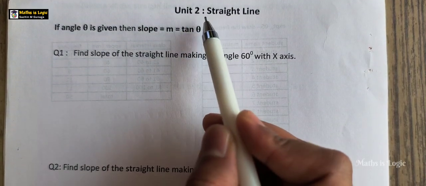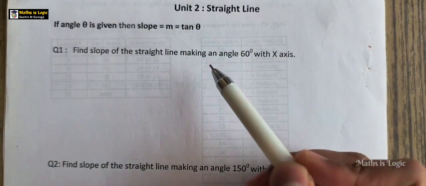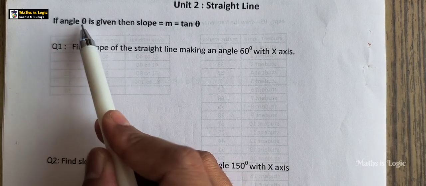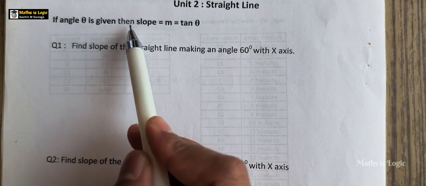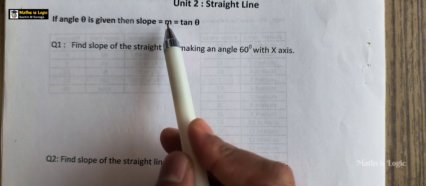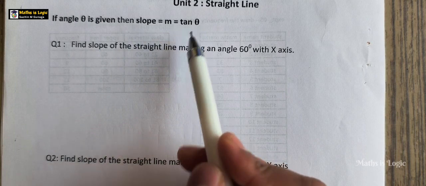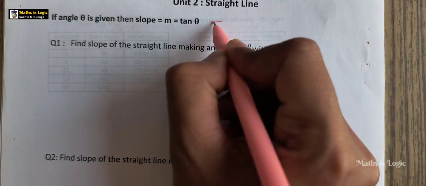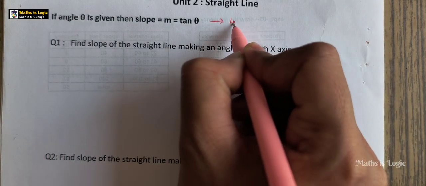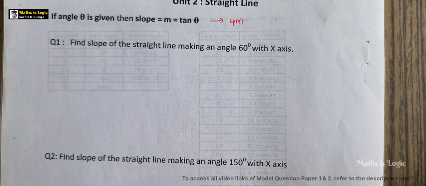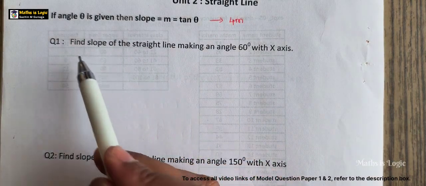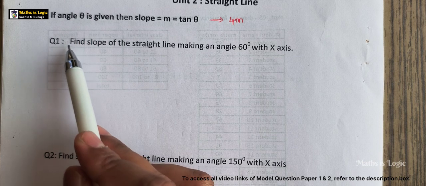Next, unit 2, straight line. So in that, first one, if angle theta is given, then the slope formula becomes m is equals to tan theta. So surely you will get one question for how many marks? 4 marks.